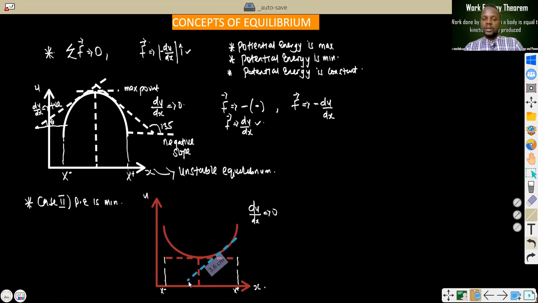So when we draw the tangent line, not drawn to scale, at this point it is just the complete opposite of what we have drawn in the first part. And we draw the tangent at the second point, just like that. It goes without saying that at the first point, you can see the angle this tangent makes is an increasing slope. We say dU by dx is positive. And because it is positive, the formula for the force will now be negative dU by dx.